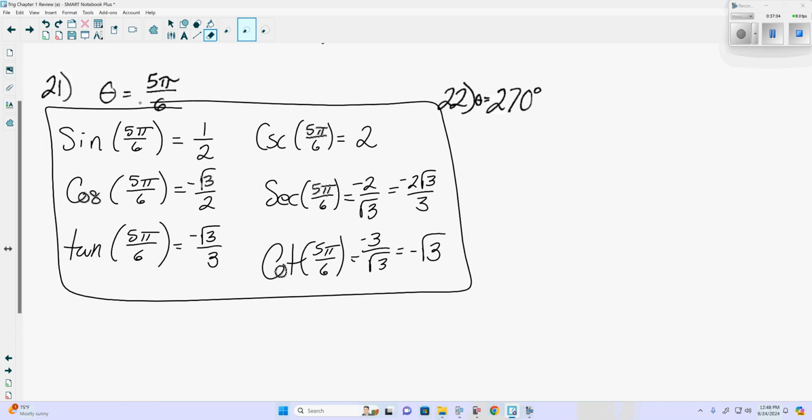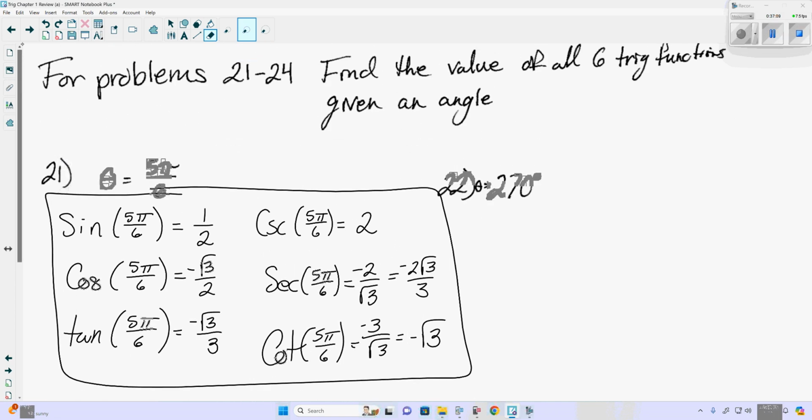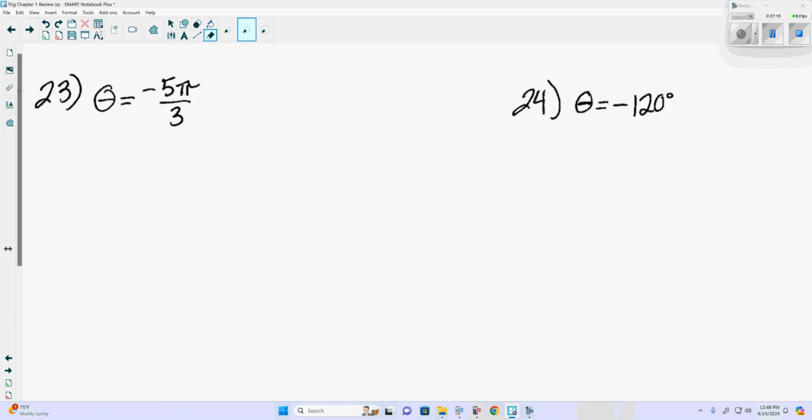Any other questions on 21 through 24? We feel good with 21 through 24? Because even in most parts, if we're using the unit circle, we find the coterminal angle for negative 5 pi over 3, which is going to be pi over 3. Then we'd use the unit circle to find sine, cosine. We can find tangent, sine over cosine, secant, cosecant, cotangent.